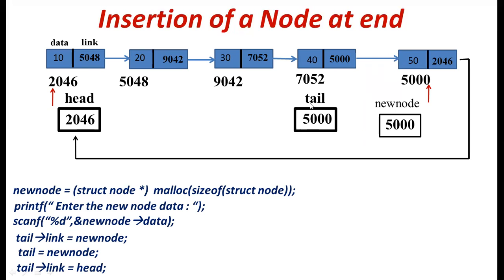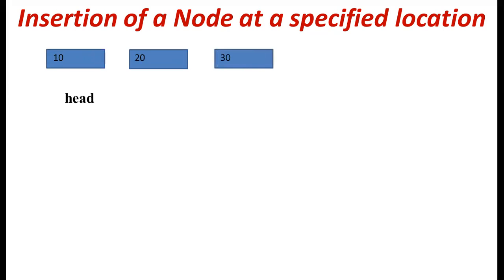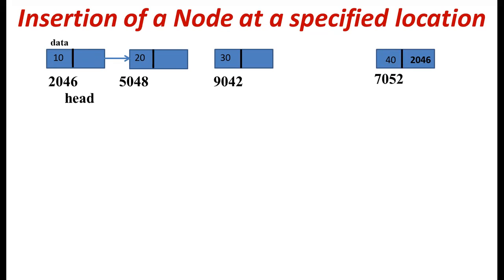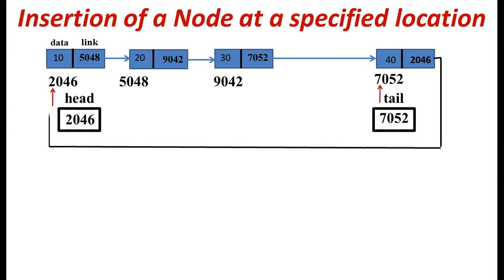Now let us see the third case, that is adding the node at the specific location. Now again consider the same example, with 4 nodes, where the head is pointing to the first node and the tail is pointing to the last node. Now we are inserting the node at a specific location.